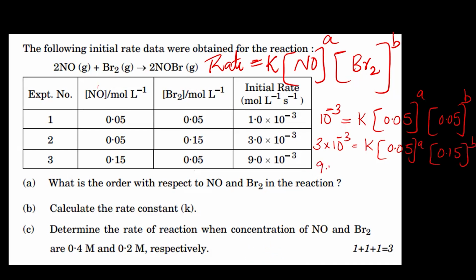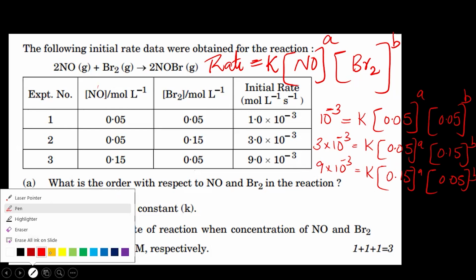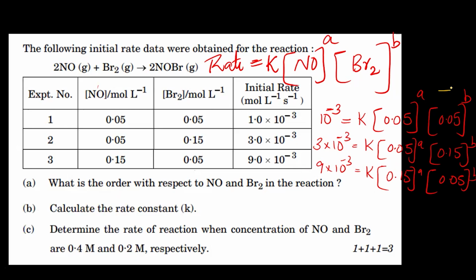Then the third one: 9 into 10 to the power minus 3 is equal to K times 0.15 raised to A and 0.05 raised to B. So we get three equations, right? What are the three equations here? This is equation 1, this is equation 2, and this is equation 3.